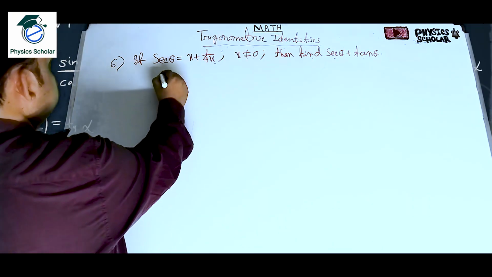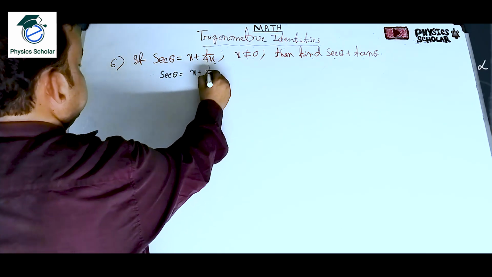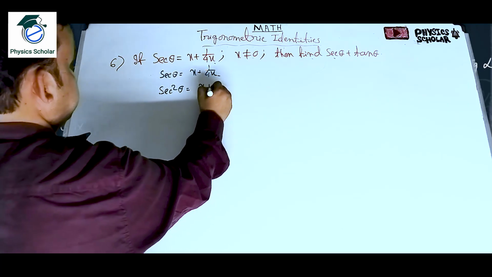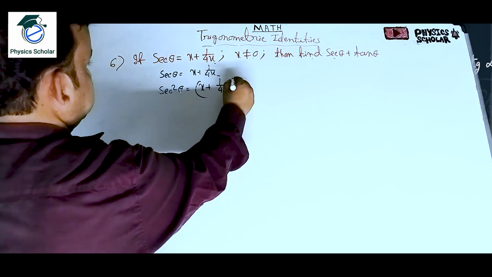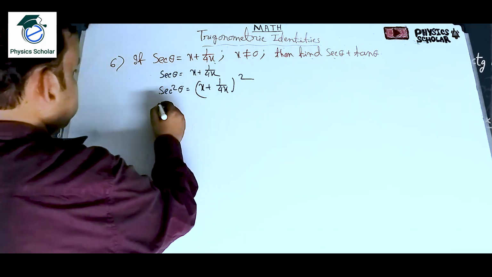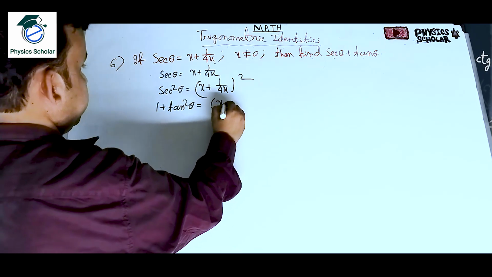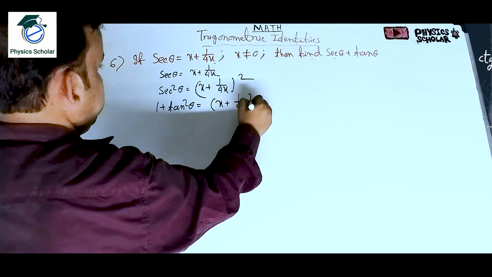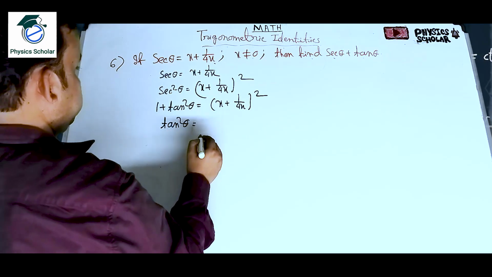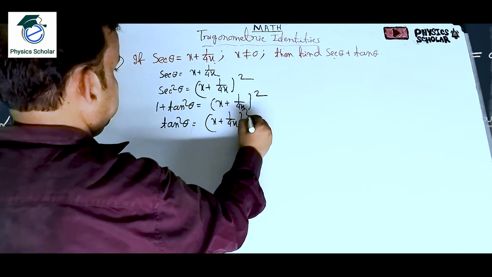So what is given here? Sec theta is equal to x plus 1 by 4x. So sec square theta is equal to what? x plus 1 by 4x whole square. So sec square theta means what? Sec square theta minus tan square theta is equal to 1. So sec square theta is equal to 1 plus tan square theta. Tan square theta is equal to x plus 1 by 4x whole square minus 1. Clear? Therefore tan square theta is equal to x plus 1 by 4x whole square minus 1.